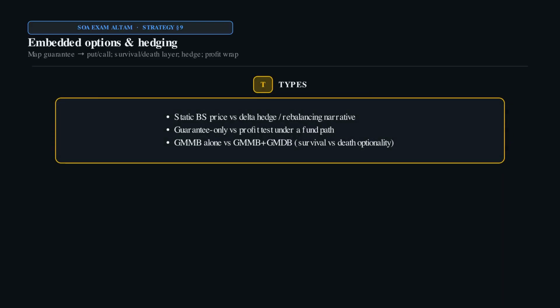Differences: static Black-Scholes price versus a delta hedge and rebalancing narrative. Guarantee-only valuation versus a profit test under a fund path. GMMB alone versus GMMB plus GMDB, survival versus death optionality.